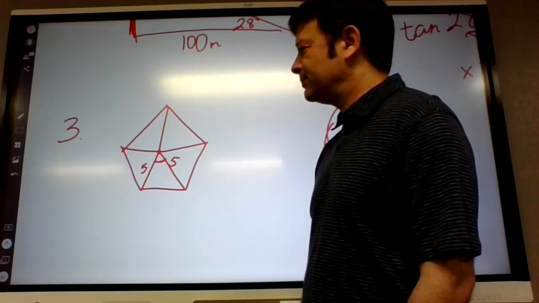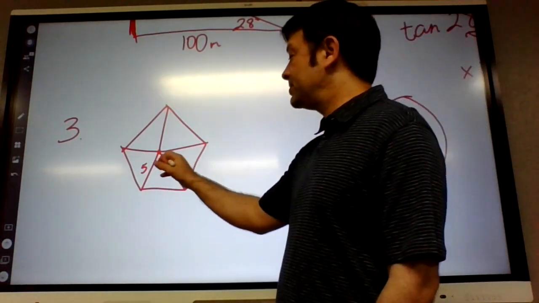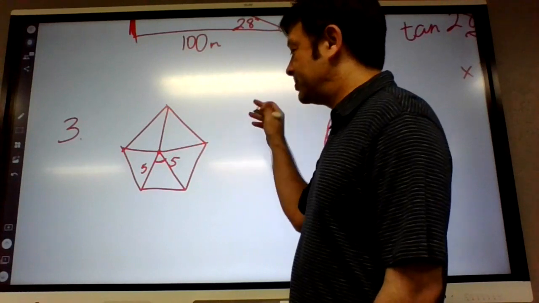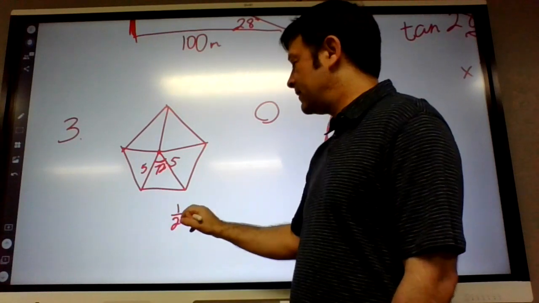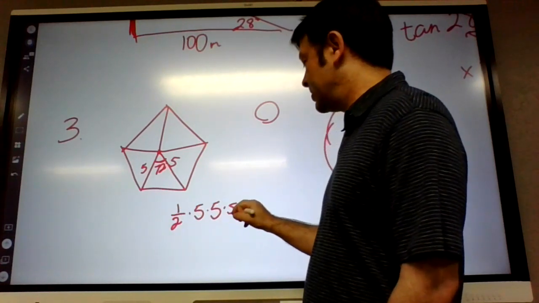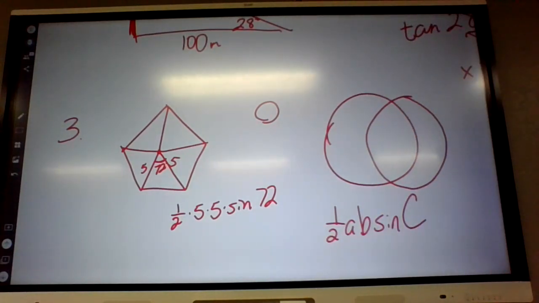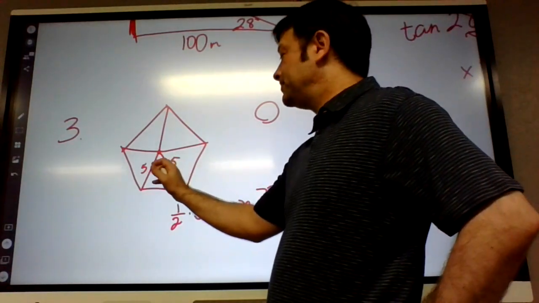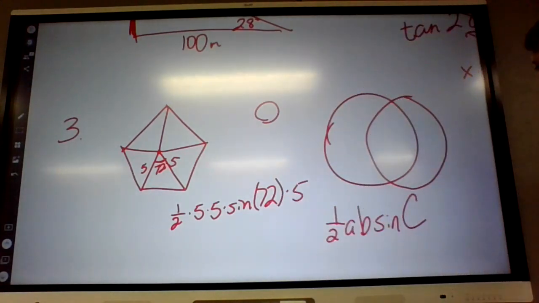How do we find that angle? 360 divided by 5. Yeah, 360 divided by 5. Because there's 360 in a full circle. 72. In this case, it's split into 5. Okay, so it's 1/2 times side times side times sine of 72. That would almost give us the answer. Anybody know what's wrong? I mean, five. Yeah. This only gives us the area of 1 triangle. And there's 5 identical triangles, so we multiply all that by 5.